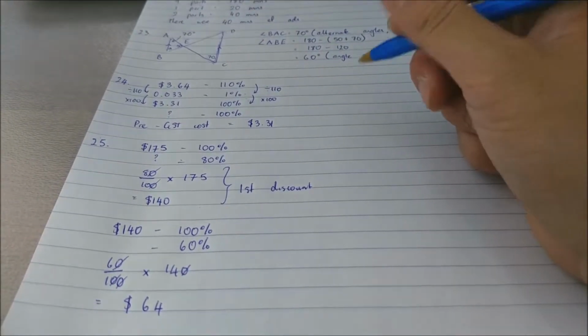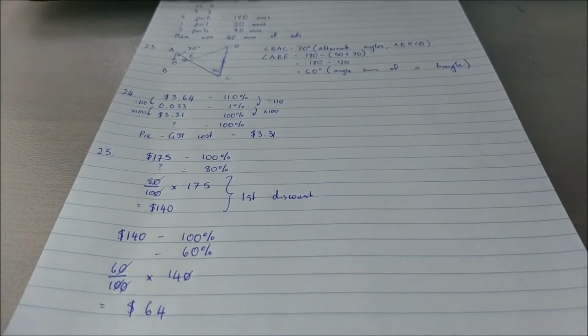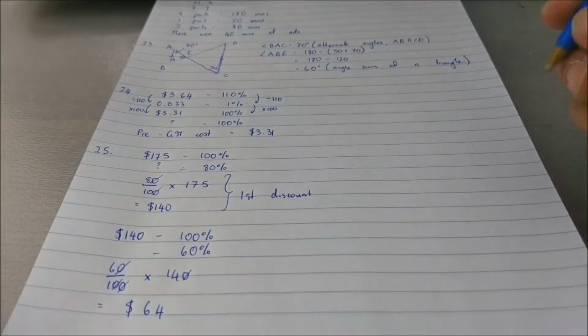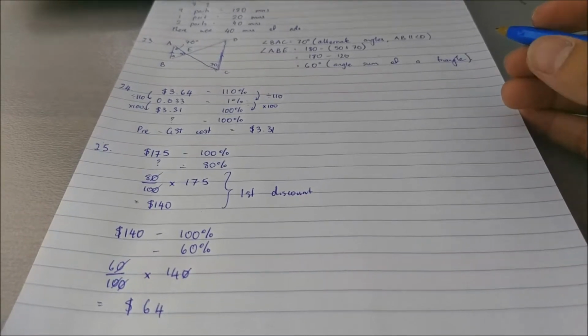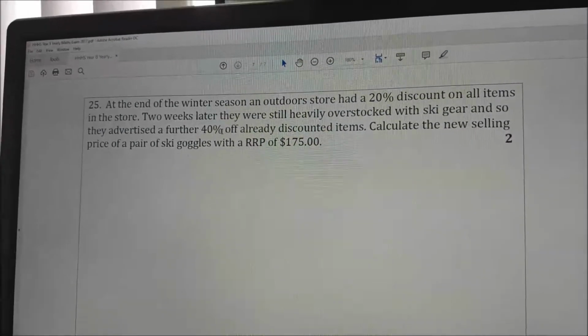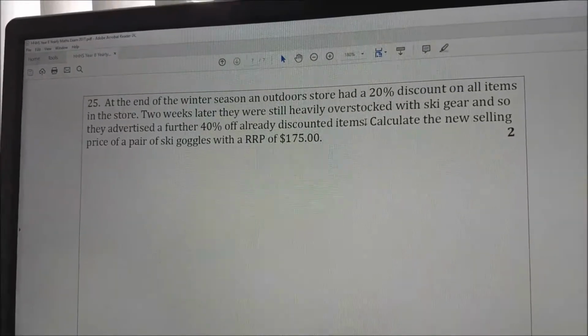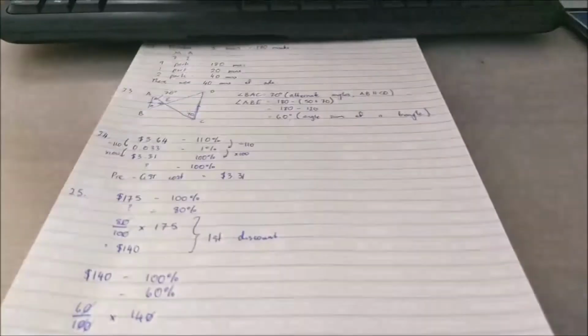So I think a lot of students would probably combine the 20 and 40% and do it as 60%. And I can show you now that that will not give you the answer. So what I'm talking about is students will be like, oh, 20%, 40%. They're going to combine those two percentages together to make 60. And they're going to do it in one go. And I'm going to show you why that doesn't work.